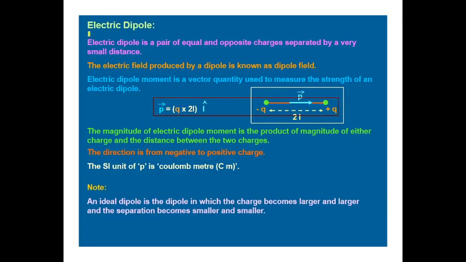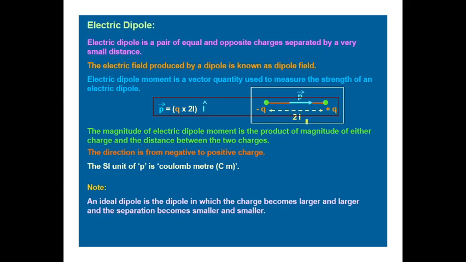Now we'll discuss what an electric dipole is. Di means two poles. What is an electric dipole? Two equal and opposite charges separated by a small distance is known as an electric dipole. This is a charge minus q and the opposite charge plus q, separated by a small distance. The distance is denoted by 2l.